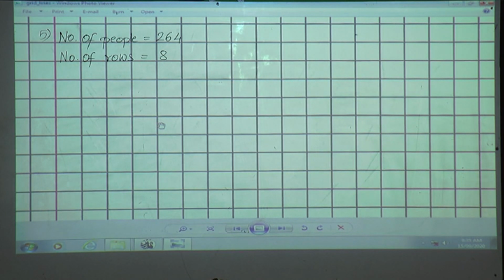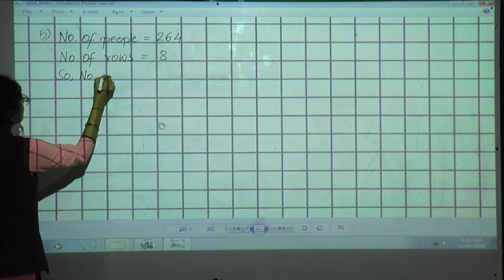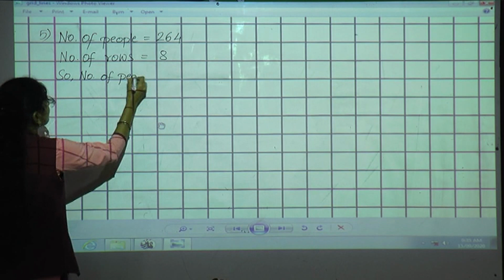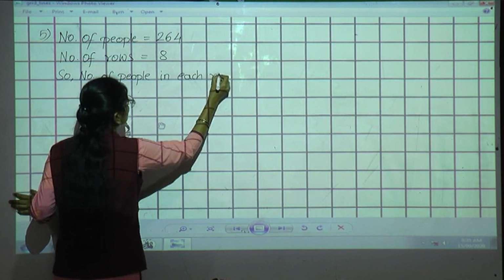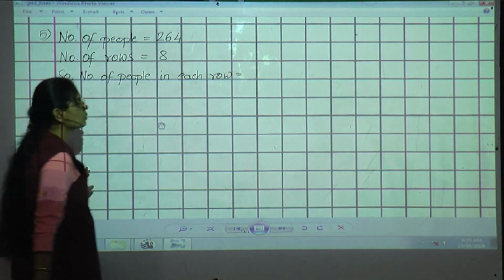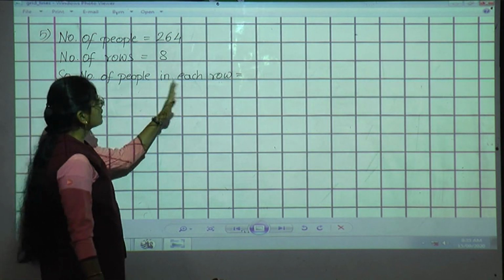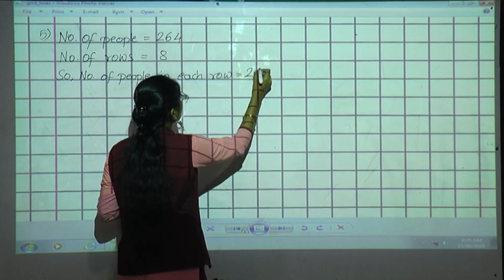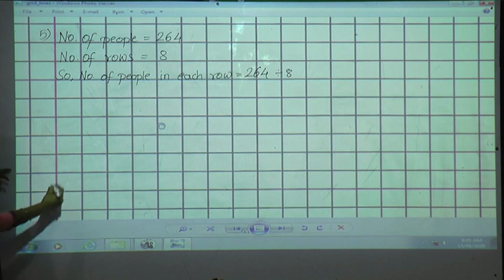Okay, and what is the question? The question is, how many people are seated in each row? So here we will write, number of people in each row, this we have to find out. For that, what we have to do? If we do the division, that is 264 by 8, then we will get the number of people in each row. Now let us do the division.